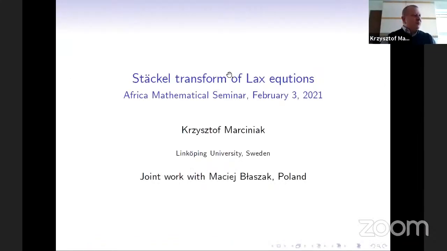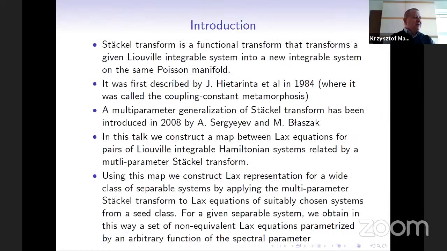Okay, so this is the formal title of my talk, Stäckel transform of Lax equations. And okay, we can move into some kind of introduction.